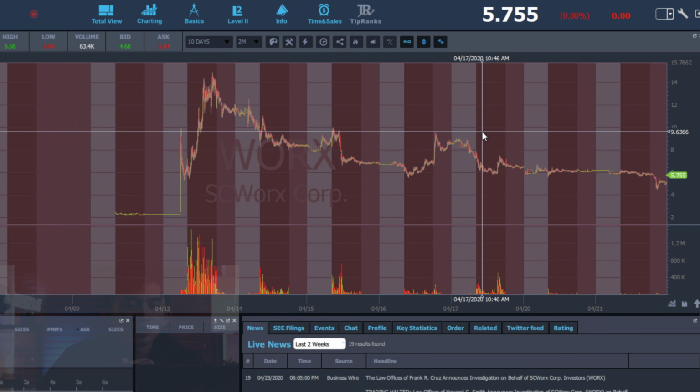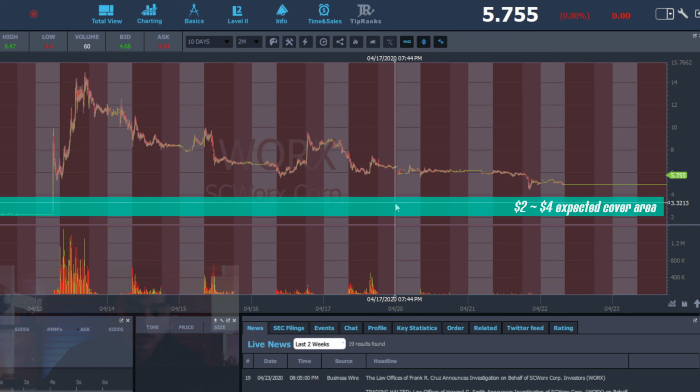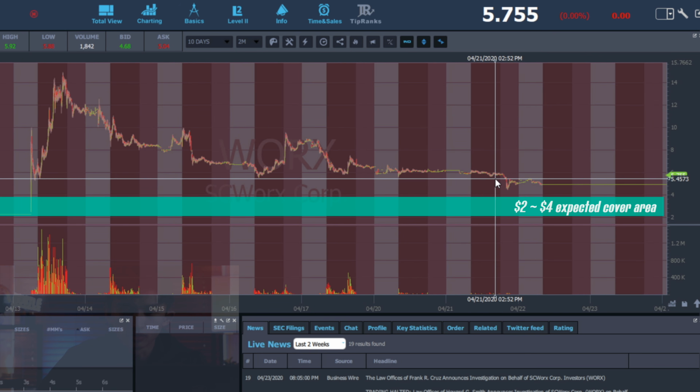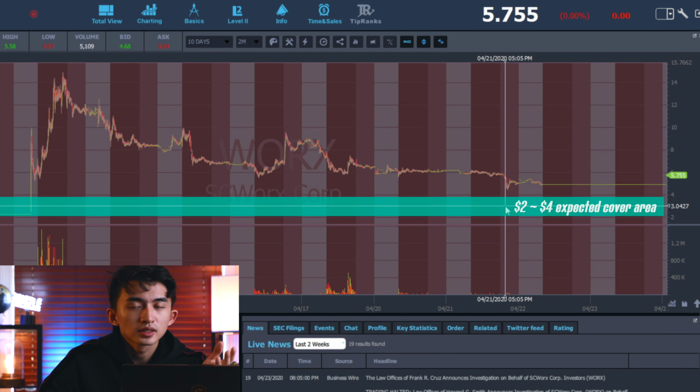As I said in my chat room, with WRX I will hold until it's around 4 or 2, and this one got halted, so when it reopens it's probably going to open around maybe even under 2 or 1, because they tend to do a massive offering. And that's for WRX, and if you swung it, congrats.